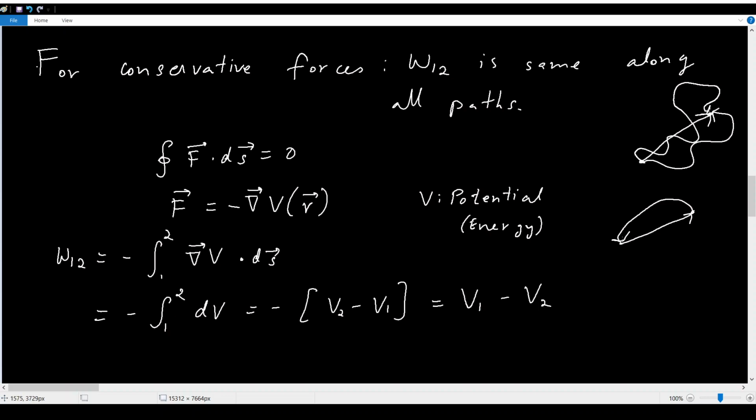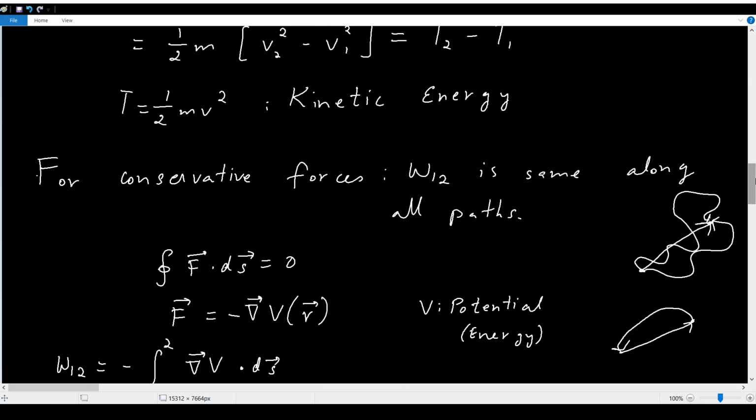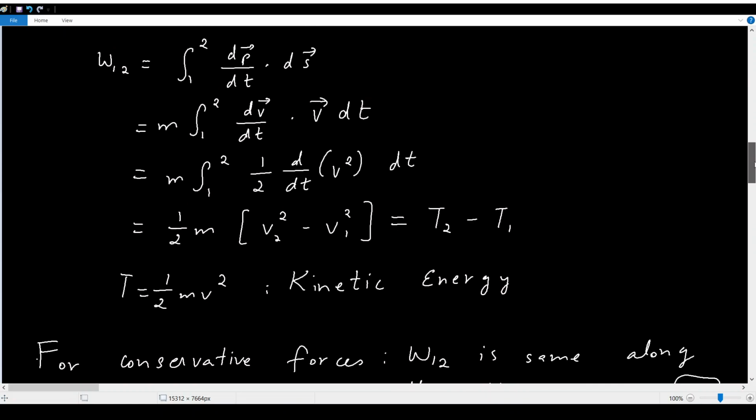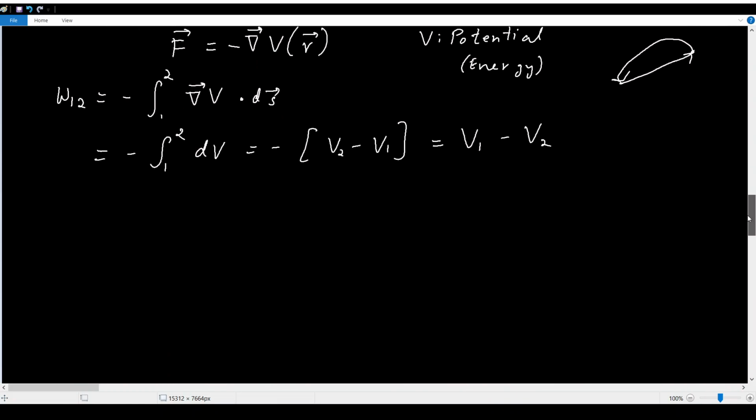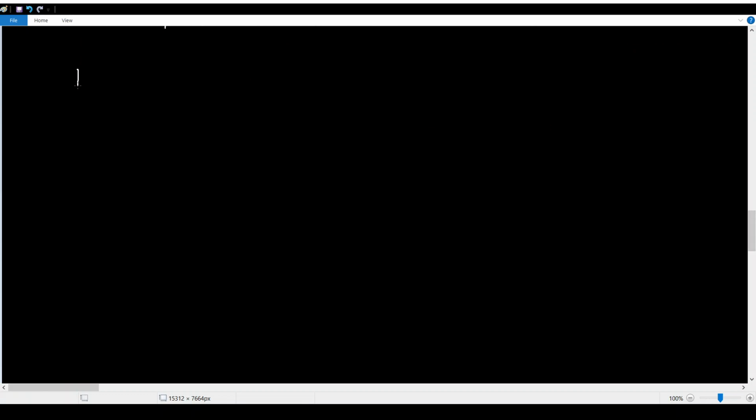So now we have written the work done from 1 to 2 as the difference of the potentials or the potential energies, and above we wrote the work done as the difference in the kinetic energies. There it was T2 minus T1, here it's V1 minus V2. So work done is simultaneously T2 minus T1 and V1 minus V2. And just keep in mind that there were some assumptions that went into these equations, that the mass was constant and the force is conservative.